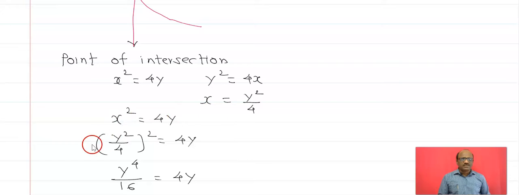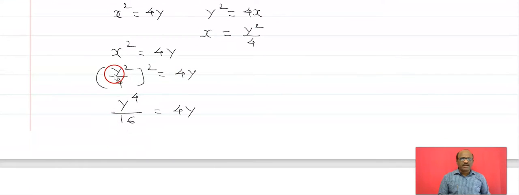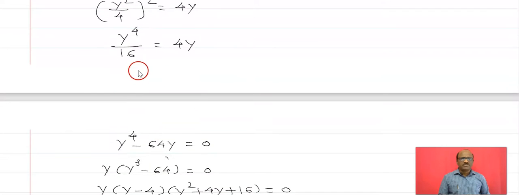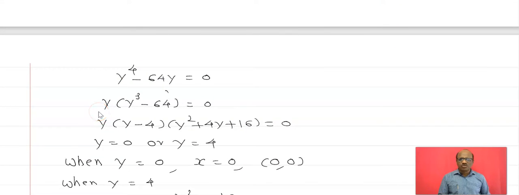What is the value of x? (y²/4)² = 4y. That is y⁴/16 = 4y. And if we make the cross multiplication, y⁴ − 64y = 0. Take y as common, then in the bracket you will get y³ − 64 = 0.